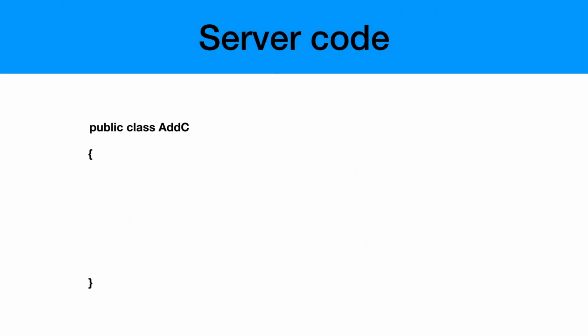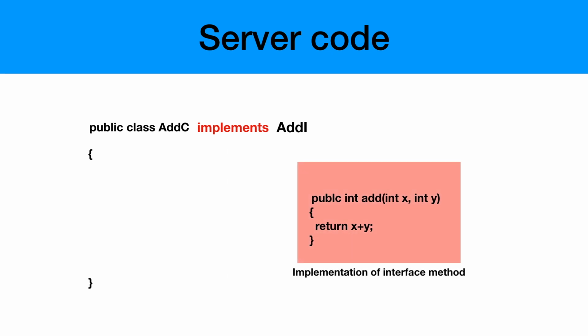Let's create another Java file. It has a public class named addC. It implements the interface addI that we created in the previous slide. It also implements the abstract method of the addI interface. The class addC extends UnicastRemoteObject. This is where we intend to create stub and skeleton, which are features of a remote object.